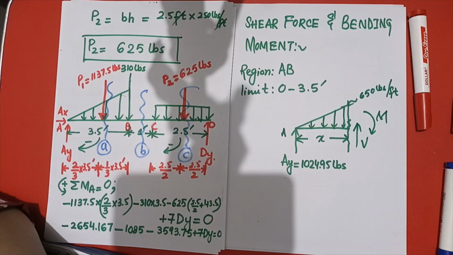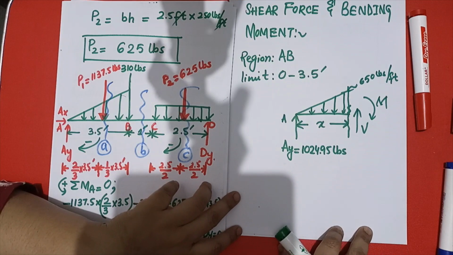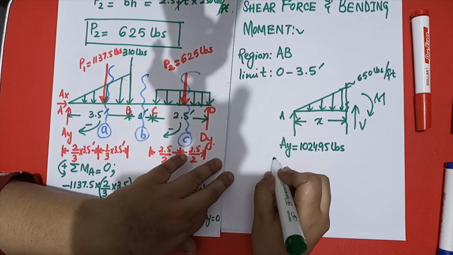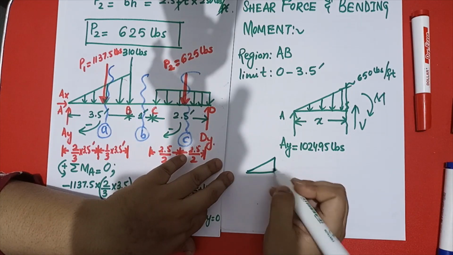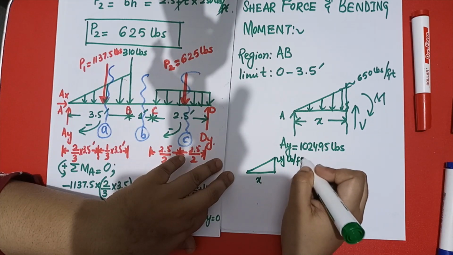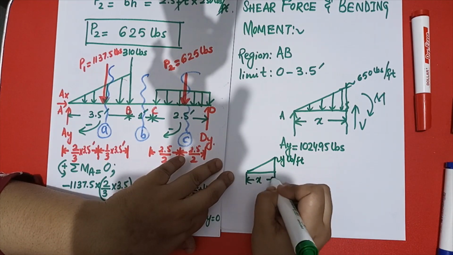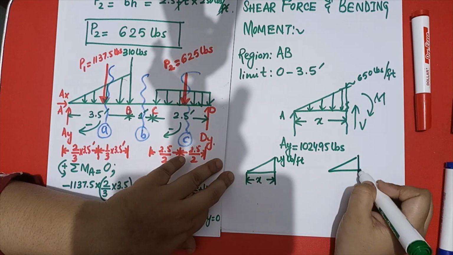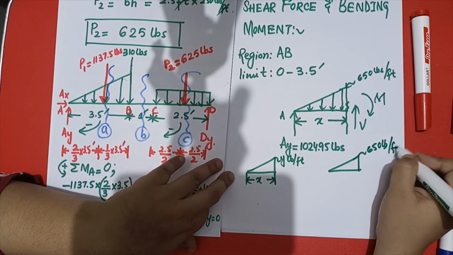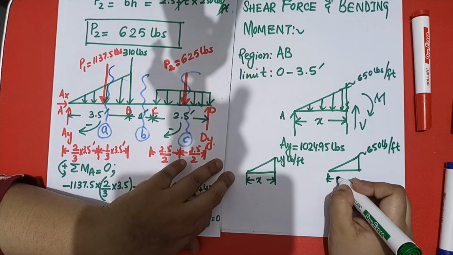Now we have to find out the shear force equation and bending moment equation for the region AB. I already told you for triangular loading conditions, we have to take two triangles here. Let me tell you how. This is the first triangle, I am supposing it over here, and its distance is X, and this is Y, pounds per foot. This is the distance X. And the other triangle I am taking is the one given in the question, which is 650 pounds per foot, and this distance is 3.5 feet.